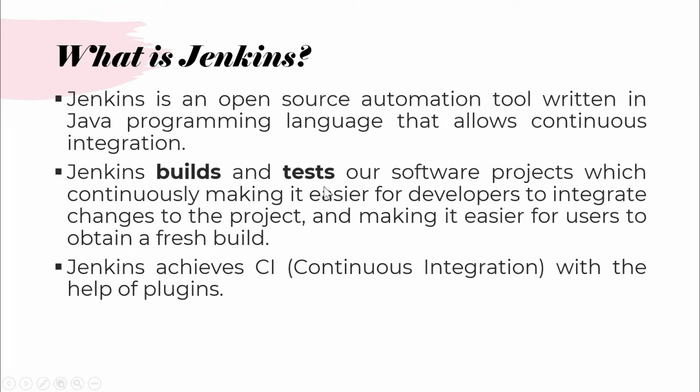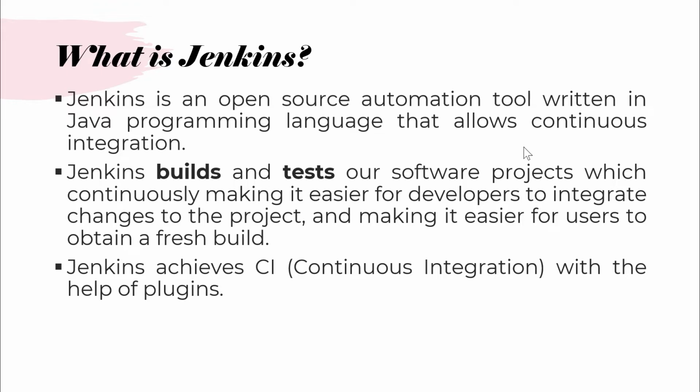What is Jenkins? It is an open source automation tool written in the Java programming language. Jenkins builds and tests a software project continuously, making it easier for developers to integrate changes to the project and making it easier for users to obtain a fresh build. And Jenkins achieves continuous integration with the help of plugins.